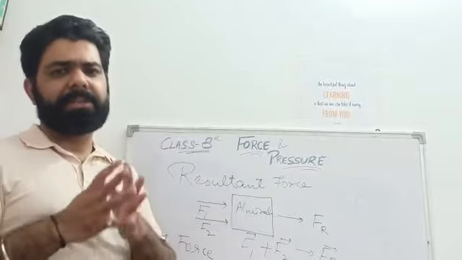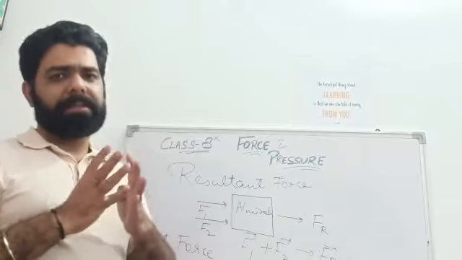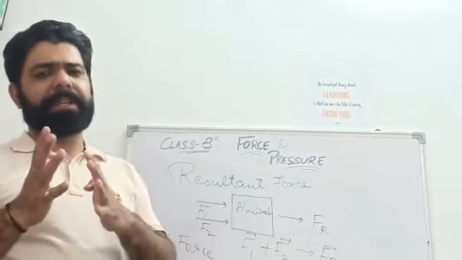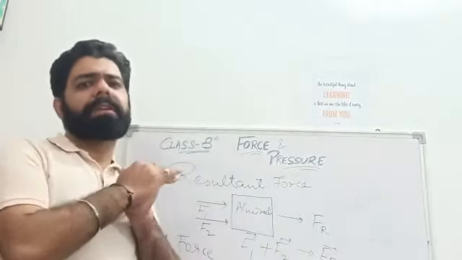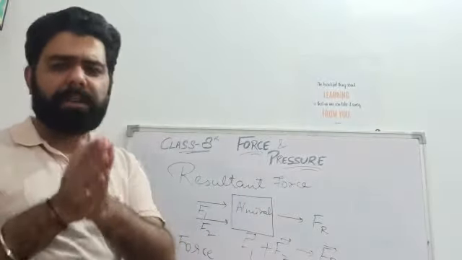Like in a cricket match, you will see a bowler bowls a ball and a batsman hits it to the boundary. The ball comes in one direction from the bowler, but when the batsman hits the ball, it changes its direction towards the boundary. So it means the force can also change the direction of the object.